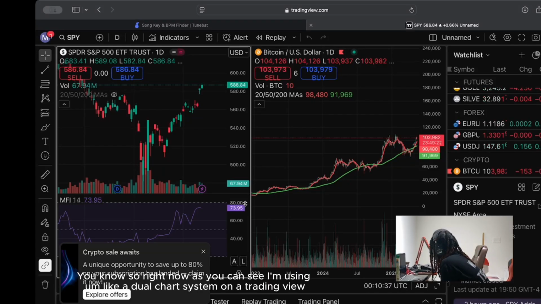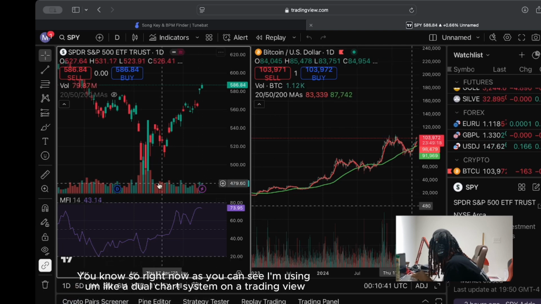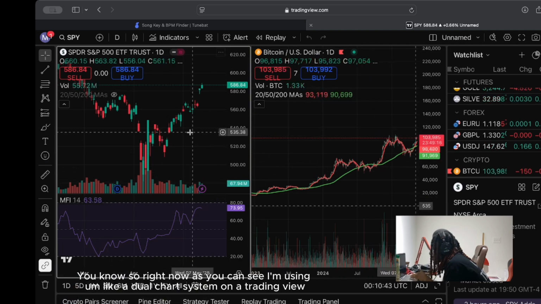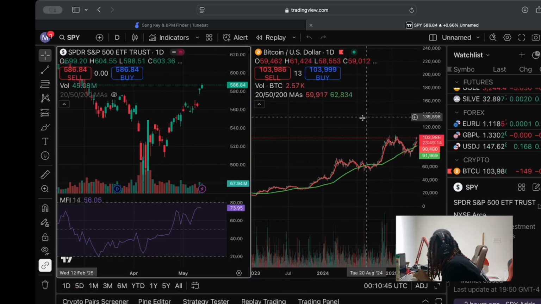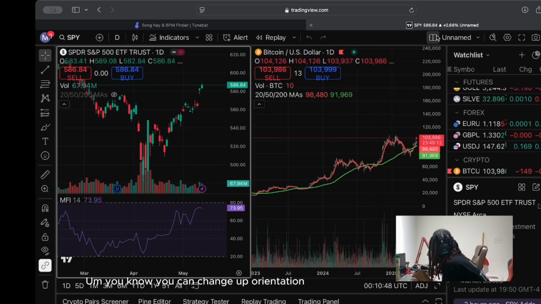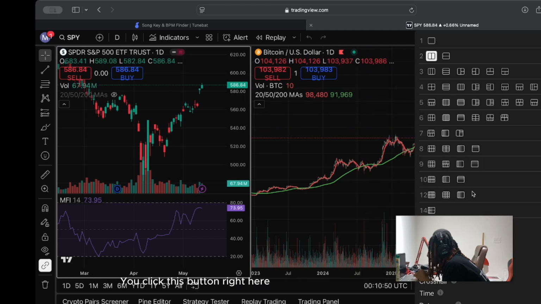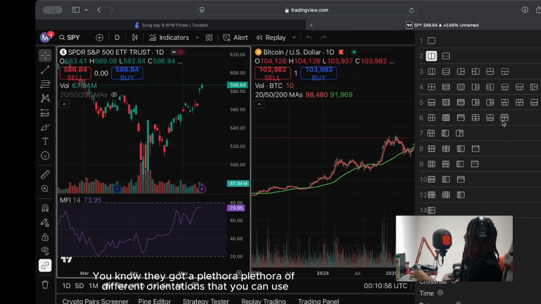So right now, as you can see, I'm using a dual chart system on TradingView. You can change up the orientation when you click this button right here. They got a plethora of different orientations that you can use.